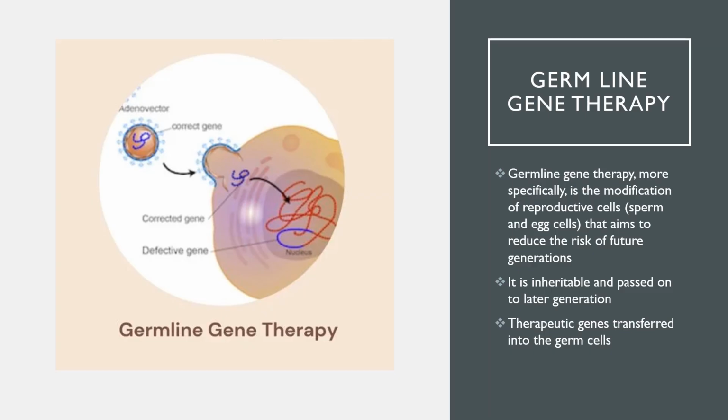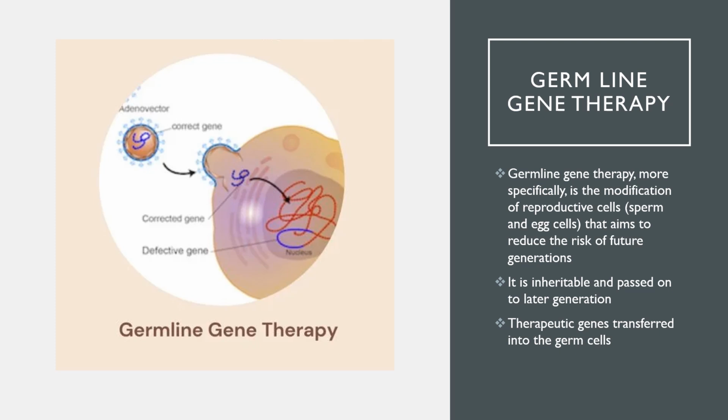Germline gene therapy, more specifically, is the modification of reproductive cells that aims to reduce the risk of future generations. It is inheritable and passed on to later generations. Therapeutic genes transferred into germ cells. Germline gene therapy involves modifying the genetic material in reproductive cells or early embryos to introduce heritable changes that can be passed on to future generations. So that's all about the germline gene therapy.